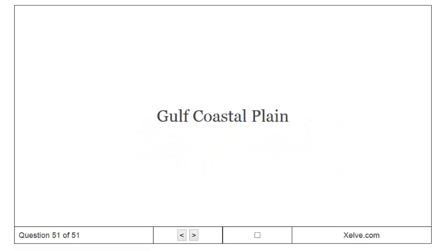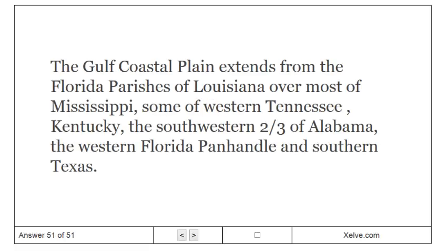Gulf Coastal Plain. The Gulf Coastal Plain extends from the Florida parishes of Louisiana over most of Mississippi, some of western Tennessee, Kentucky, the southwestern two-thirds of Alabama, the western Florida Panhandle, and southern Texas.